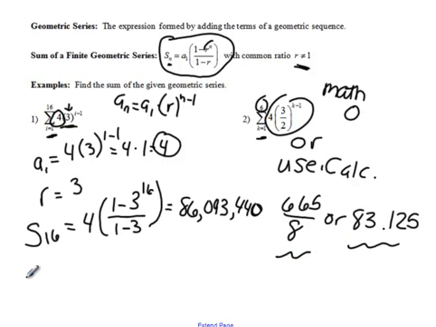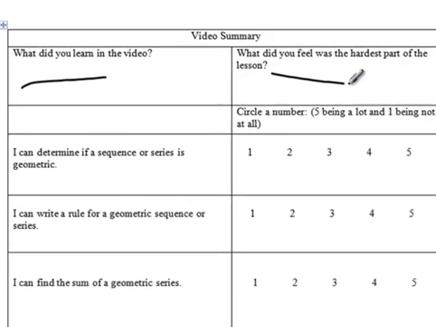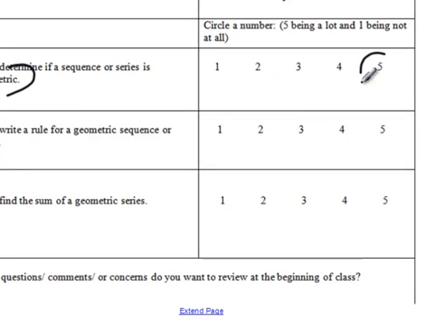If you don't, that is why I have the next sheet, which is a summary sheet. Tell me what you learned. What was hard? Because we could fix it tomorrow. We could learn more. Then your objective. Can you determine if it is a geometric sequence or not? So, does it have a common ratio? If yes, if you think you could do it, type in a 5. No would be a 1. Write the rule. Are you good at it? Can you find the sum? If you have calculator problems, put it here. Any other questions, comments, or concerns, let me know.